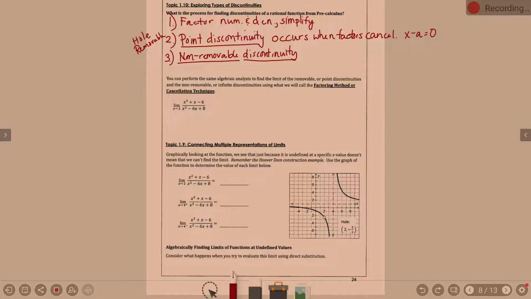Non-removable discontinuity occurs if the denominator equals 0. The denominator doesn't cancel. Okay, so it occurs when the denominator does not cancel. And then it's the x minus a equals 0 again.